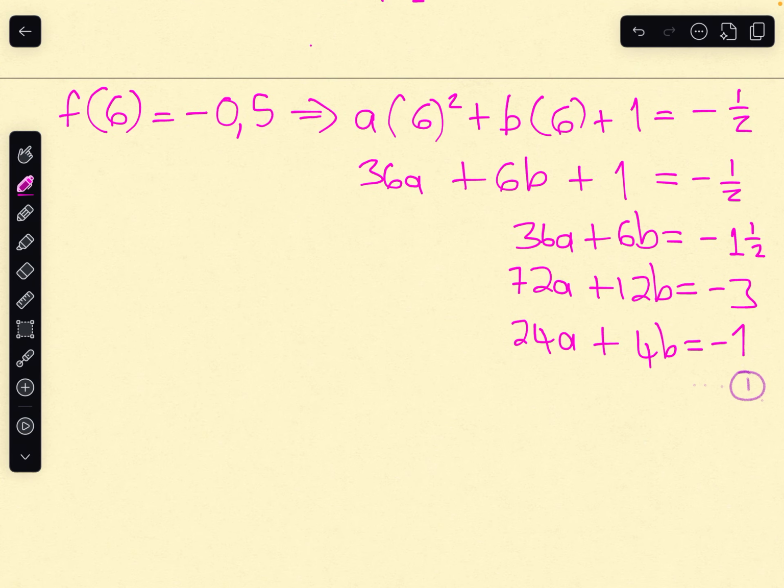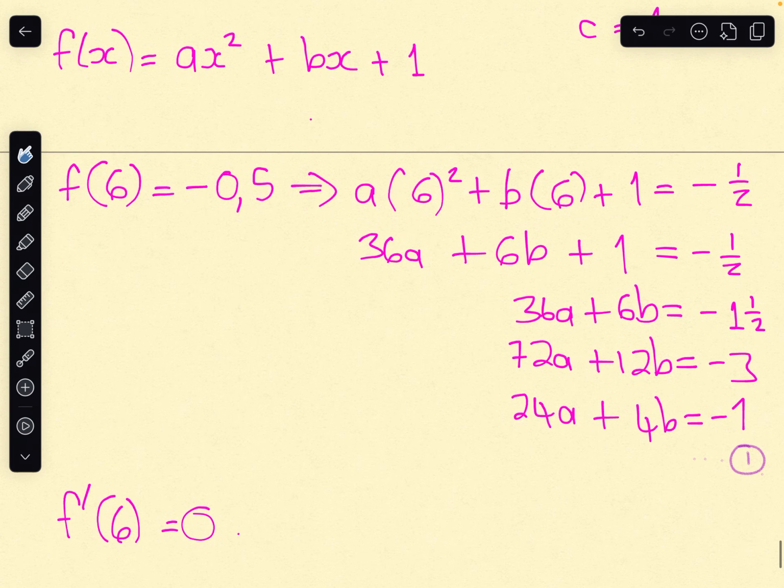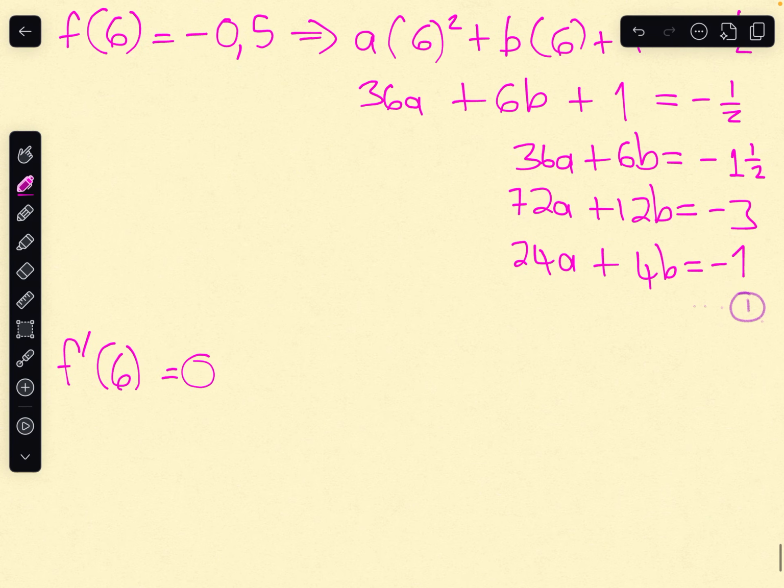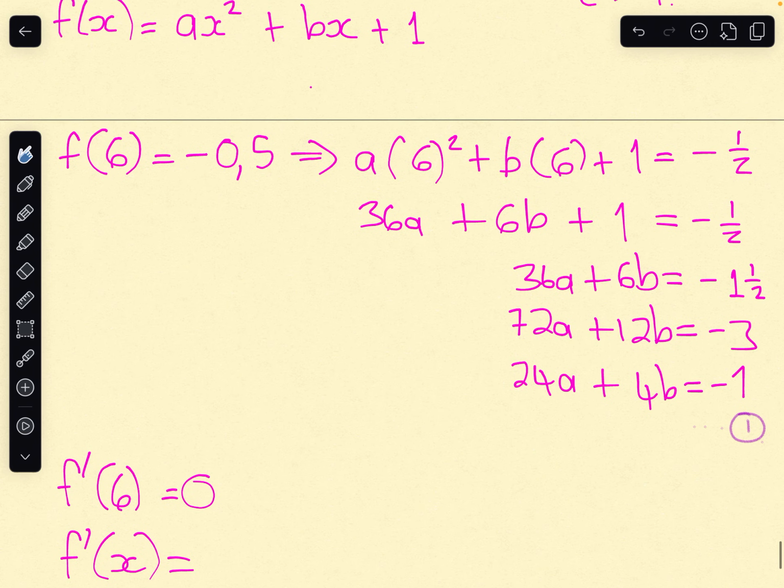Secondly, we know that the value of the first derivative when x is equal to 6 is 0 because the turning point occurs when x is equal to 6. So let's find the first derivative of f. So that will be 2ax plus b, and, well, okay, sorry, jumped the gun there. So we're not at that stage there. So the first derivative is, as I said, 2ax plus b.